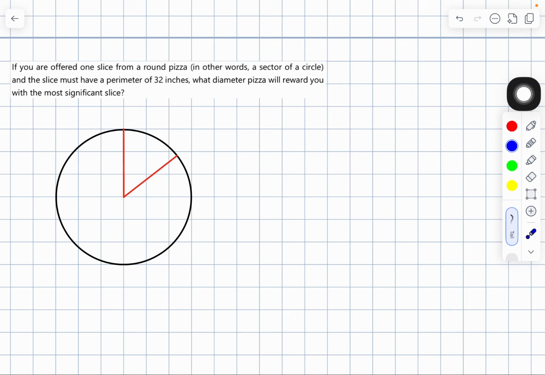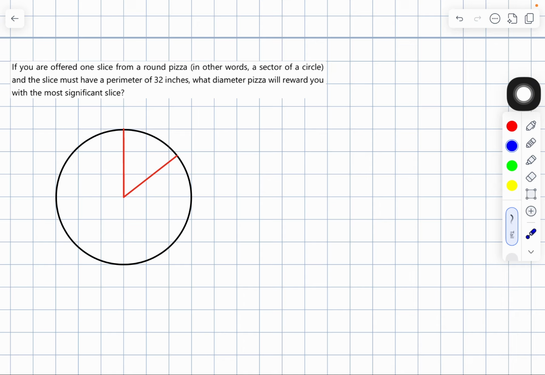So, let's say you're offered one slice of round pizza, or in other words, a sector of a circle. The condition here is that the slice must have a perimeter of 32 inches. Again, perimeter is the sum of all sides. Given this condition, what diameter pizza will reward you the most significant slice?